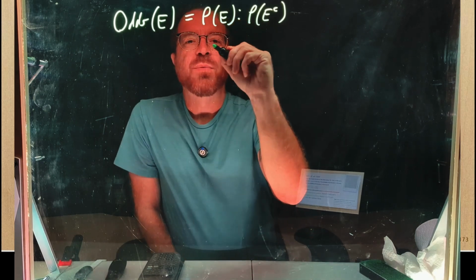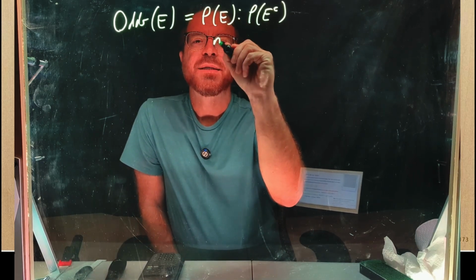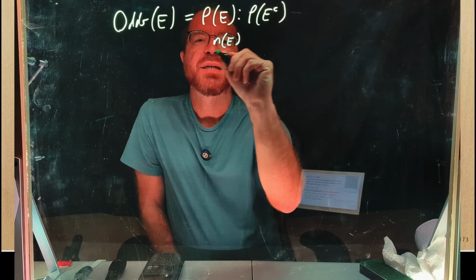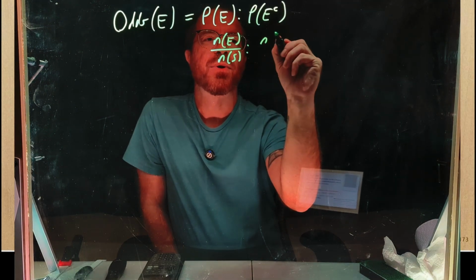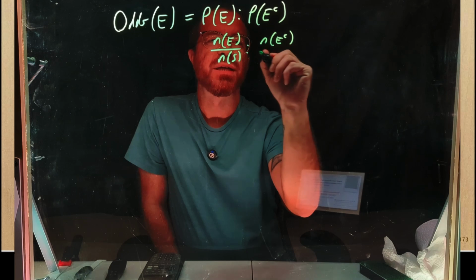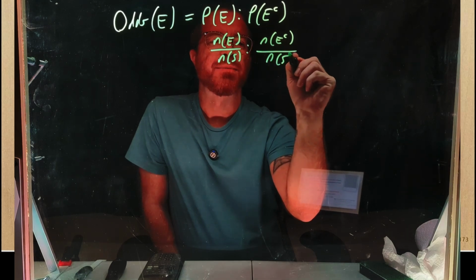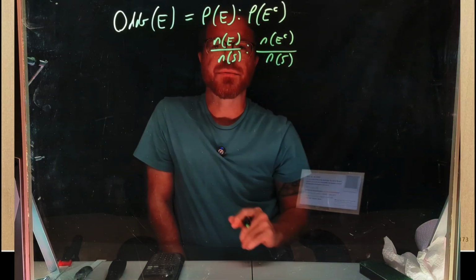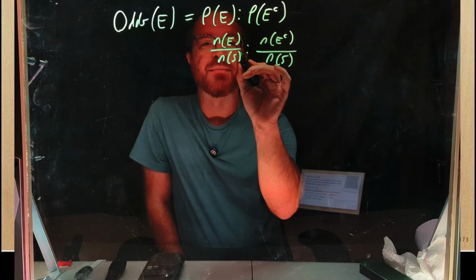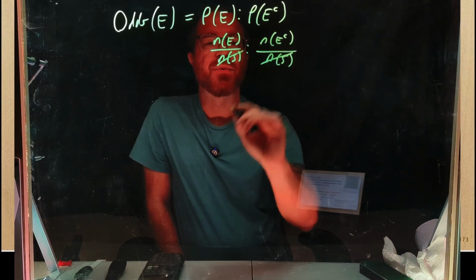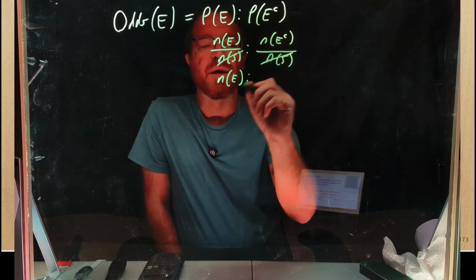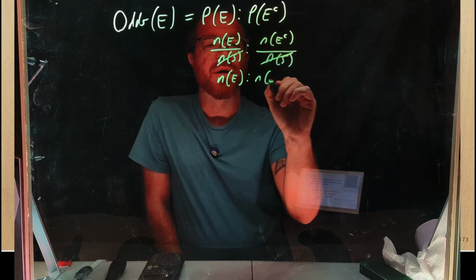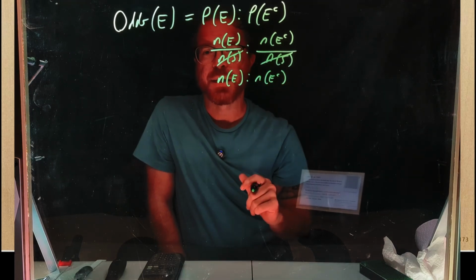So if you were to rewrite this in terms of our probability, this is going to be the number of outcomes in event E over the number in the sample space, to the number in the complement of E over the number in the sample space. Now, because both of these fractions are divided by the number in the sample space, we can actually get rid of this. And you could also think of your odds as the number of outcomes in E to the number of outcomes not in E.